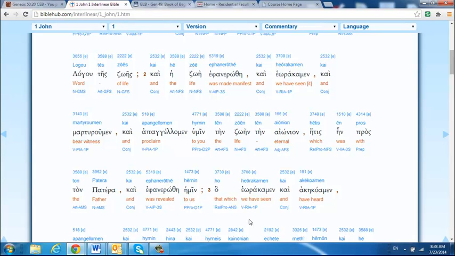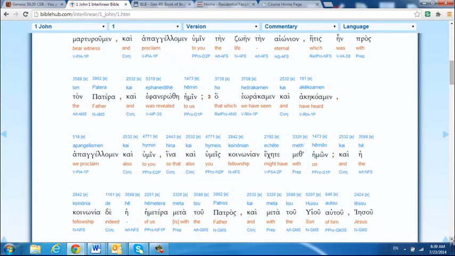Verse 3. Ho heorakamen kai akekoamen apangellomen kai humin. What we have seen, and it stayed with us, and we have heard, and it stayed with us, both of those perfect. We are proclaiming, present tense, also to you, in order that, purpose clause. I know there's going to be a subjunctive verb somewhere here, because hina takes the subjunctive, and there it is, ekhete. Hina kai humeis koinonian ekhete meth hemon.